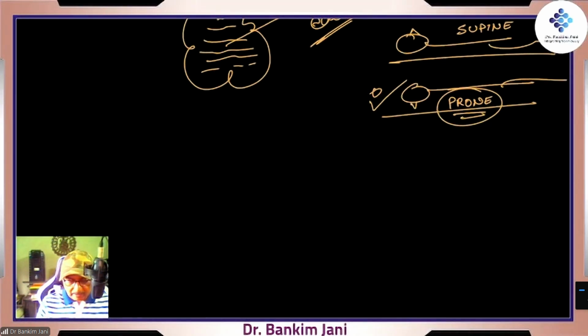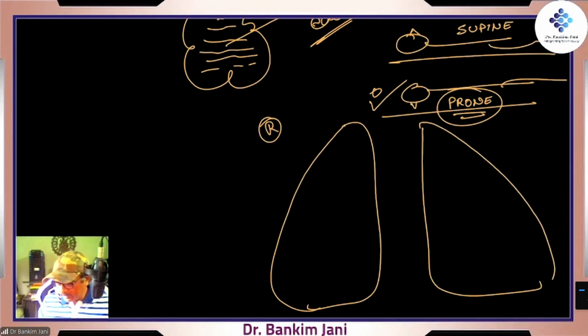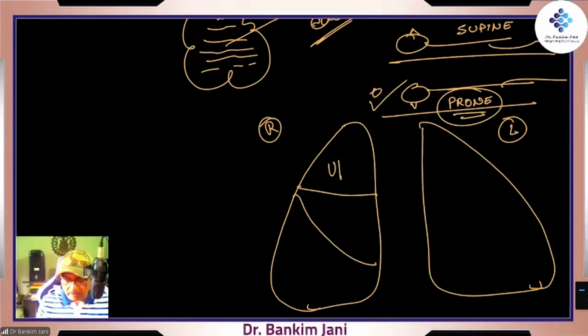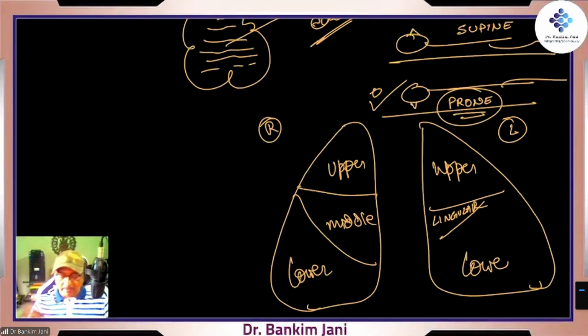So here, let's say that's our lung. This is our right lung, and that's our left lung. In the right, there are three lobes: the upper lobe, middle lobe, and the lower lobe. Over here, technically speaking, there are an upper lobe and a lower lobe, but there is one lobe which is called the lingula. You can say that the lingula is like a middle lobe of the left lung.